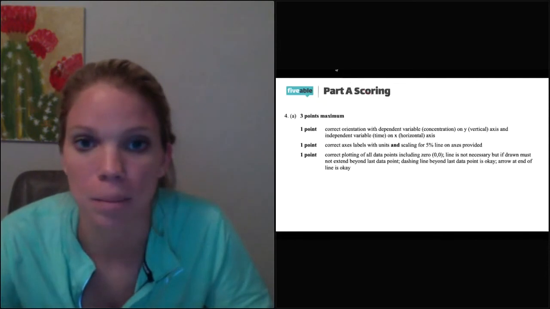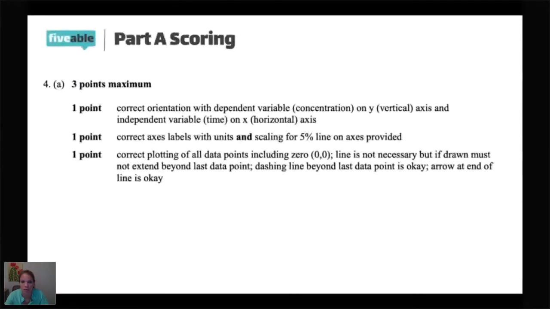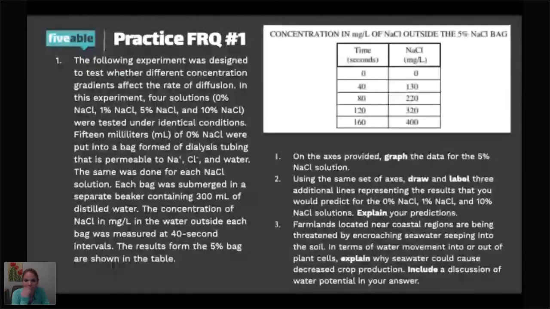Okay, part B of this, I'm going to come back into a bigger screen because I'm going to go back for a second. So part B is going to ask you, using the same set of axes, draw and label 3 additional lines representing the results you would predict for 0% NaCl, 1% NaCl, and 10% NaCl. Explain. So this is another good one because you just draw and label it. You're literally just going to take your graph and draw some extra lines and label, this is 0, this is 1, this is 10.